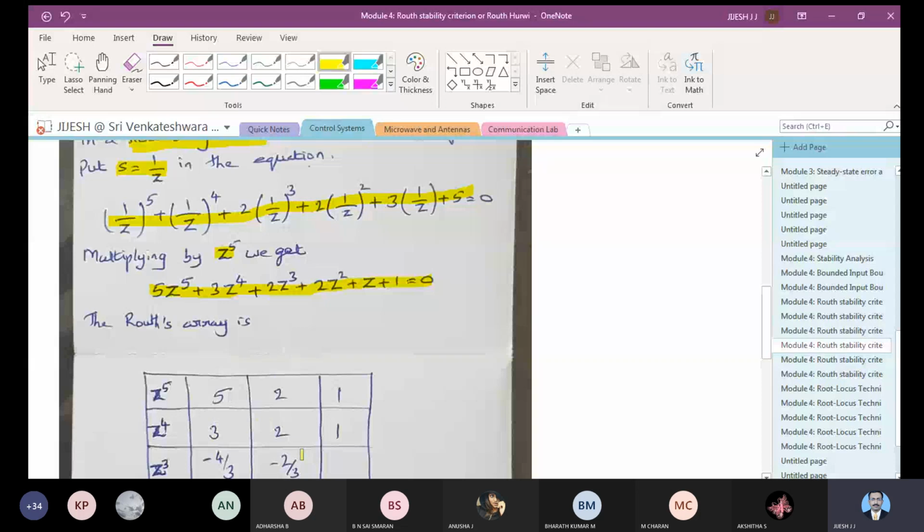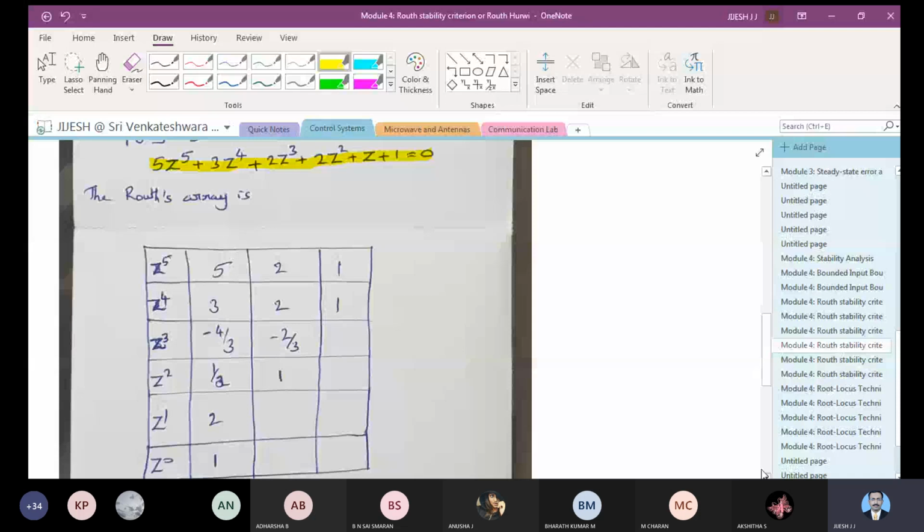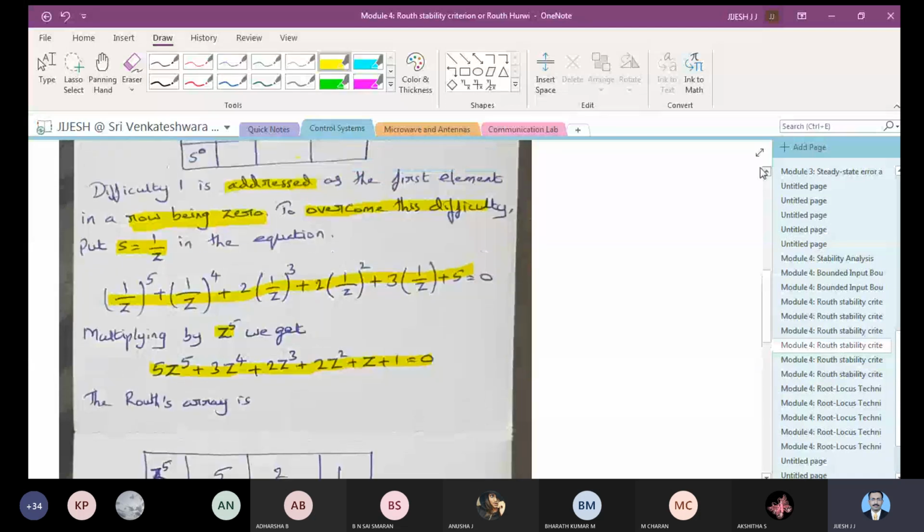So you complete that. So the main thing what you have to understand here is when the difficulty 1 is to be addressed, you have to substitute S is equal to 1 by Z. So when you write this difficulty 1, you can give a small example and show what is difficulty 1. Even if it is a theory question, you need to write the example and show the difficulty 1. Similarly, how to solve the difficulty 2 also you need to explain it. Then only that theory question will get completed.